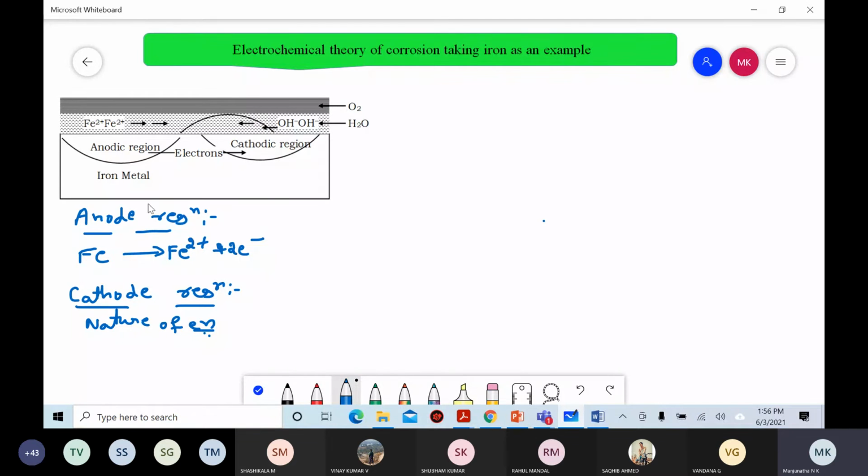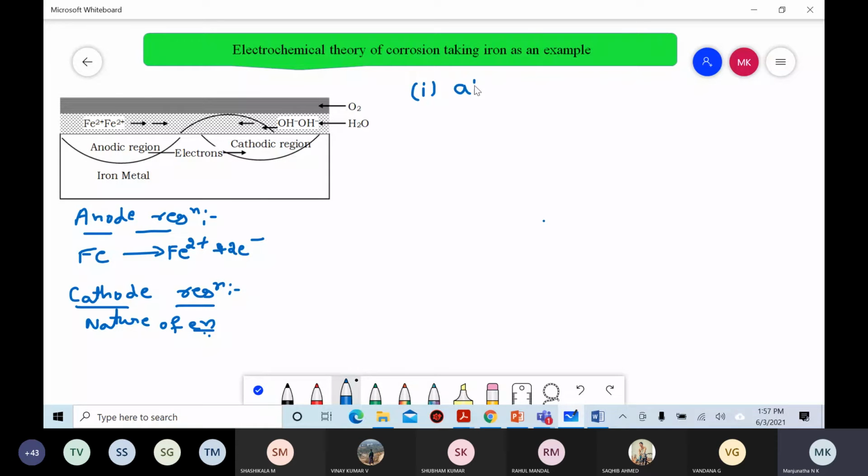So first one, at the anodic region, an oxidation reaction takes place, meaning the metal is converted into metal ion with the liberation of electrons. At the cathode, the reaction is mainly based on the nature of the environment. On the basis of the nature of the environment, the cathodic reaction takes place in the environment, not on the surface of the metal. Therefore, two types of environment are observed.